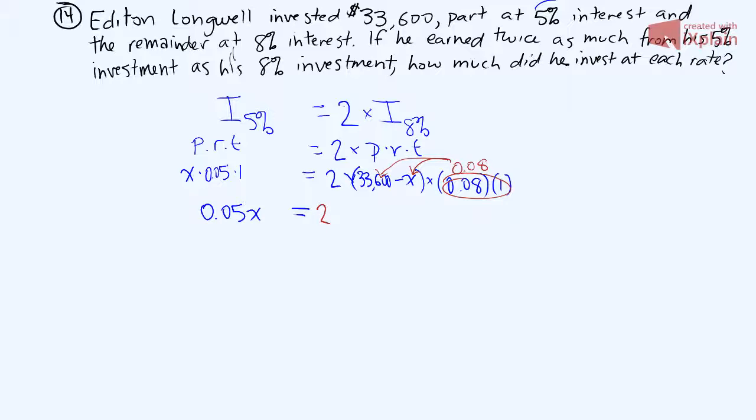So let's distribute that through. So we have 2 times, and when we take 33,600 multiplied by 0.08, we get 2,688 minus 0.08X. And then we need to multiply each of those by 2. So when we multiply this by 2, we get 5,376 minus 0.16X.